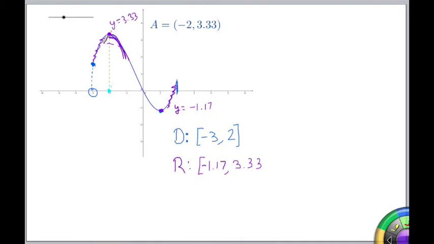So whether they repeat y values is irrelevant as long as one of them exists. You don't have to worry about duplicates. All right, so that would be, oops, I forgot my bracket, the range of this graph. So the domain is from -3 to +2, and the range is from -1.17 all the way up to 3.33.